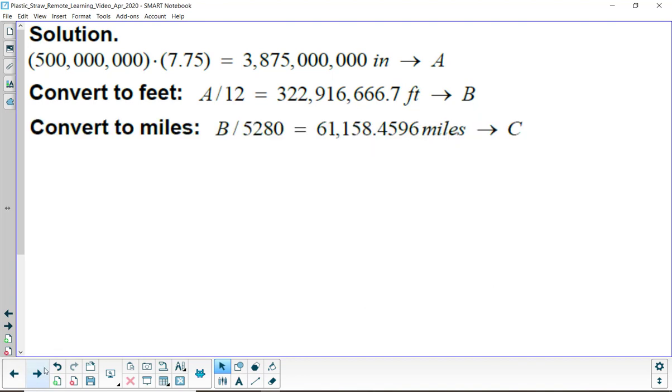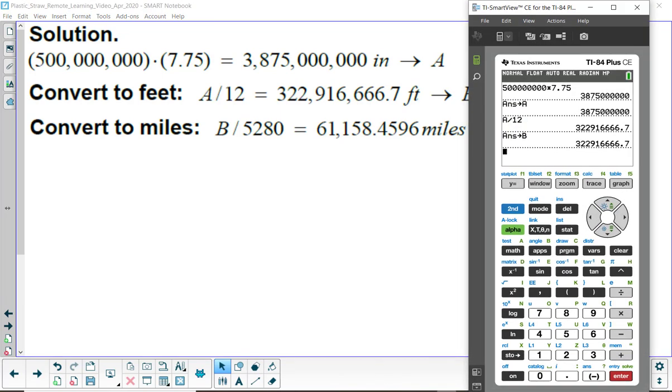We need to convert that to miles. So I'm going to have to take what's in feet and divide it by 5,280, because that's how many feet are in a mile. So I'm going to use, let me bring up the calculator.